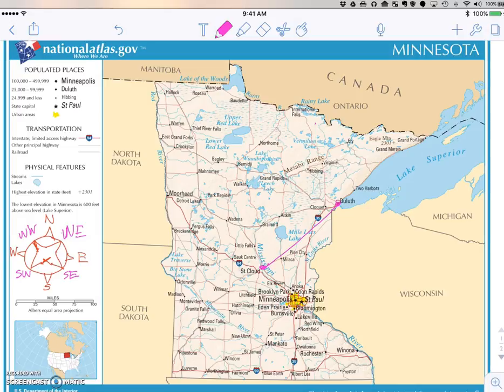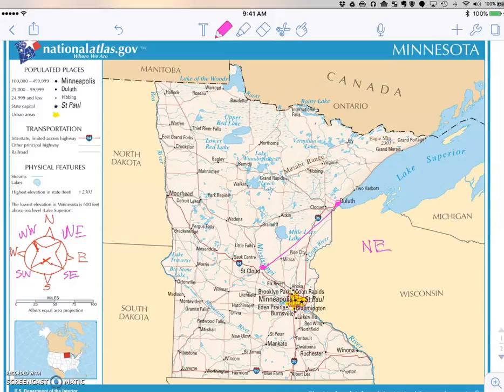So if we were heading to Duluth, the first thing we'd want to know is, what direction are we going? From St. Cloud to Duluth, well, we're going northeast, because we're going this direction. If we were going from Duluth to St. Cloud, we'd actually be going southwest, because we'd be heading this direction. Okay, now how do we find out how far these two are apart? Well, we use this right here, the scale.